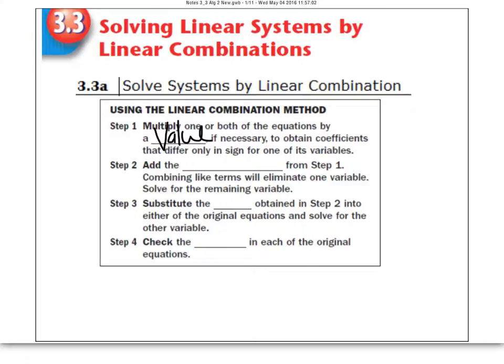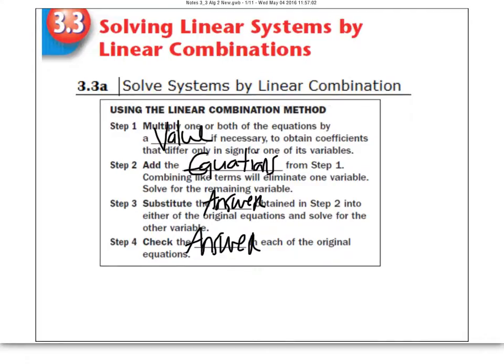Step 2 says add the equations from step 1, combining the like terms, and it will eliminate one variable. Then you're going to solve for the remaining variable. After you solve for the remaining variable, step 3 says substitute the answer that you obtained in step 2 into either of the original equations and solve for the other variable. After that, you'll have the answer, so step 4 will say check the answer in each of the original equations.